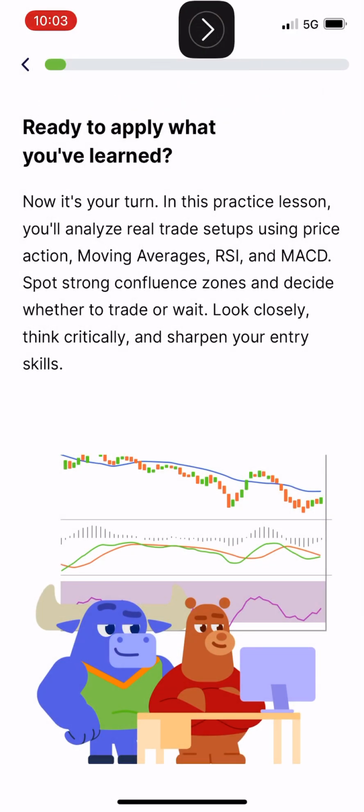Ready to apply what you've learned? Now it's your turn. In this practice lesson, you'll analyze real trade setups using price action, moving averages, RSI, and MACD. Spot strong confluence zones and decide whether to trade or wait. Look closely, think critically, and sharpen your entry skills.